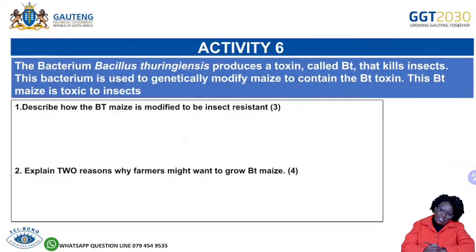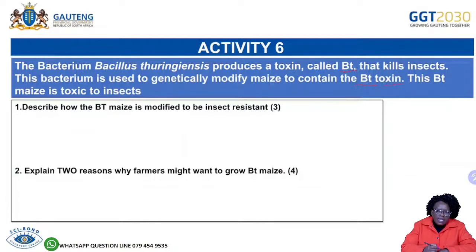We've got some activities that we can look at. So this is an extract that we are given. You read it and you read and you keep reading. The extract is saying the bacterium Bacillus thuringiensis produces a toxin called Bt that kills insects. This bacterium is used to genetically modify maize to contain the Bt toxin. This Bt maize is toxic to insects.